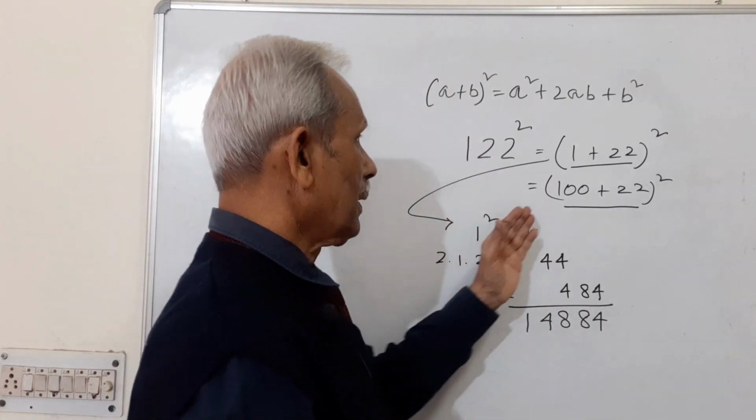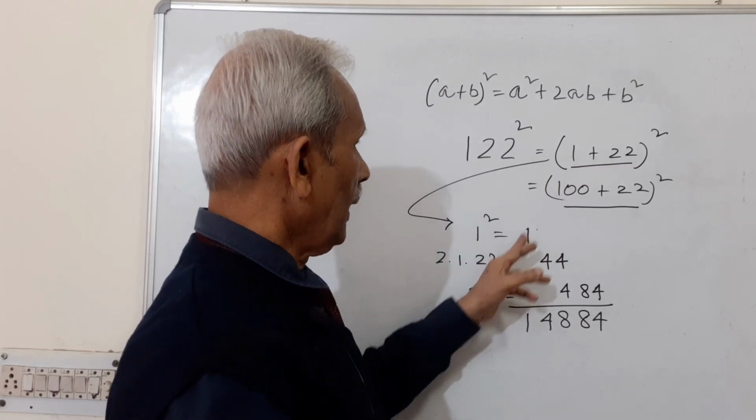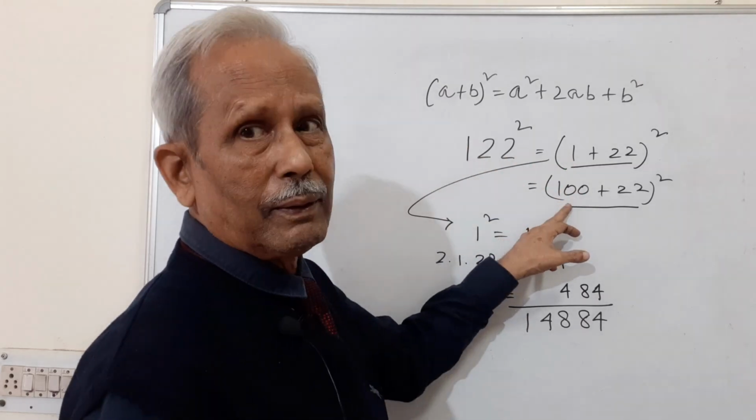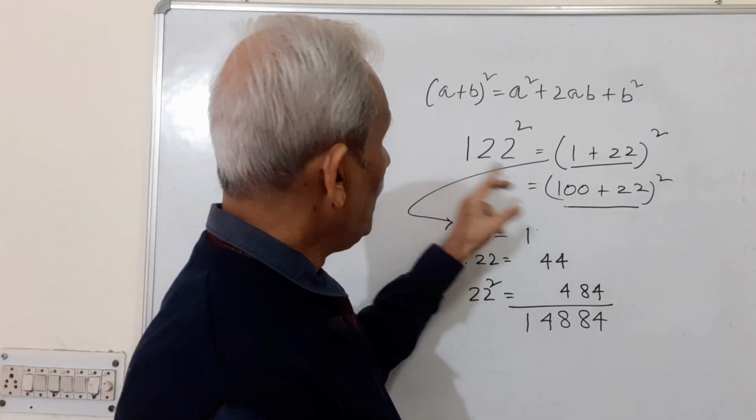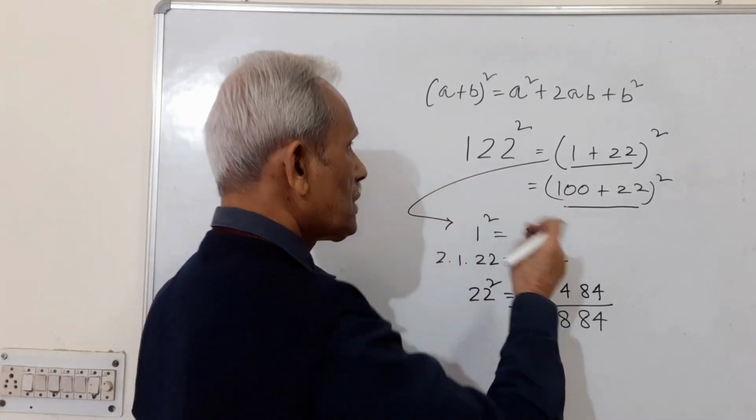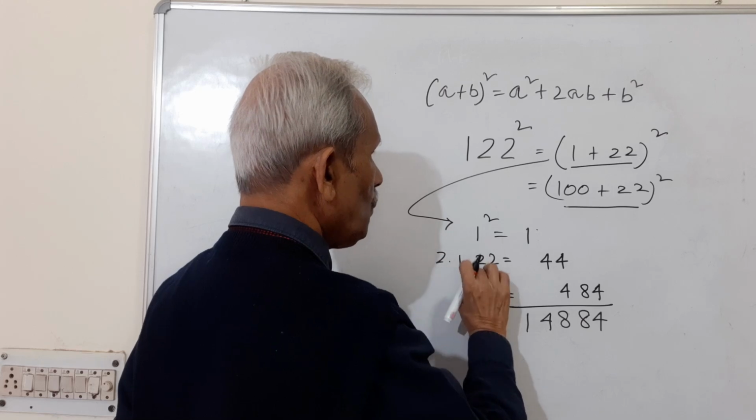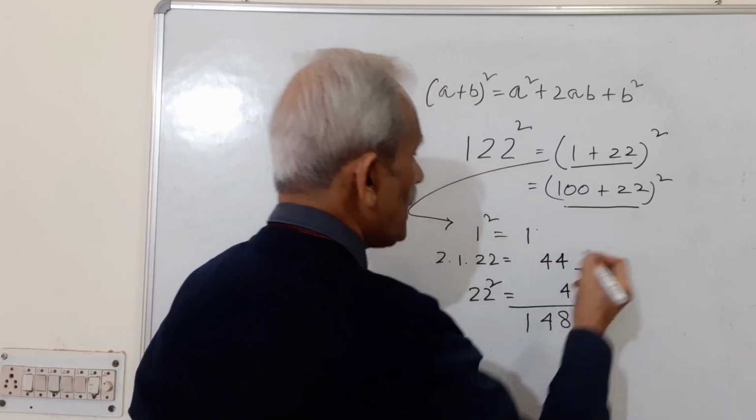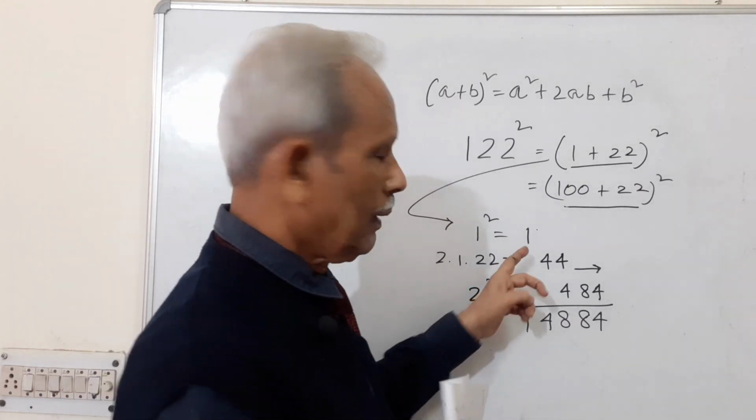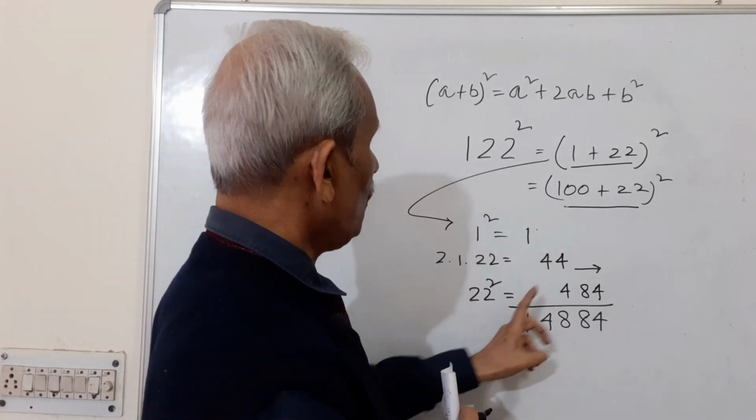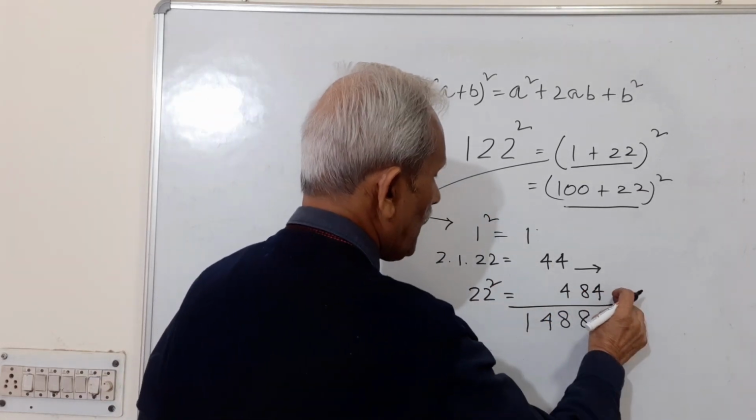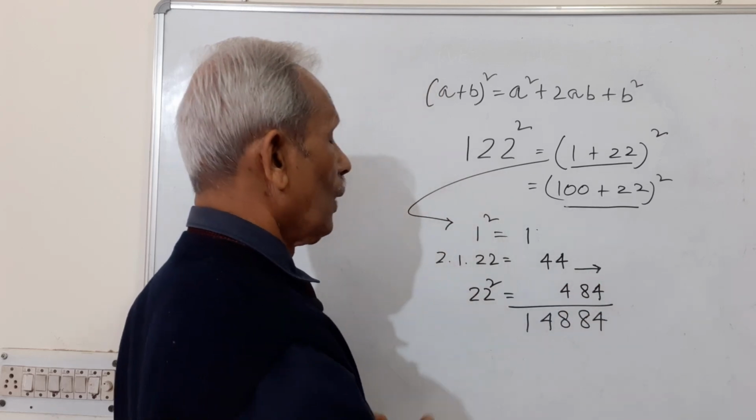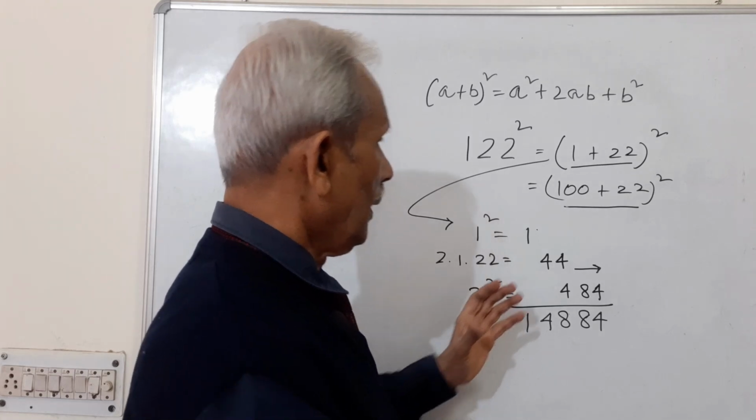I think you have understood it. 1 square is 1. Now when you take 1, its place value is 100. So there are 2 zeros in the place value. So the next result, 2 into 1 into 22, 44, we should place shifting 2 spaces from number 1. And then 22 square is 484, shift by 2 spaces and then write 4 here, and you get 14884. Now here, see the difference.